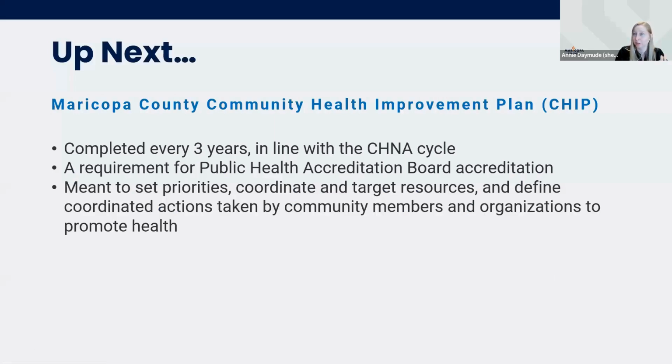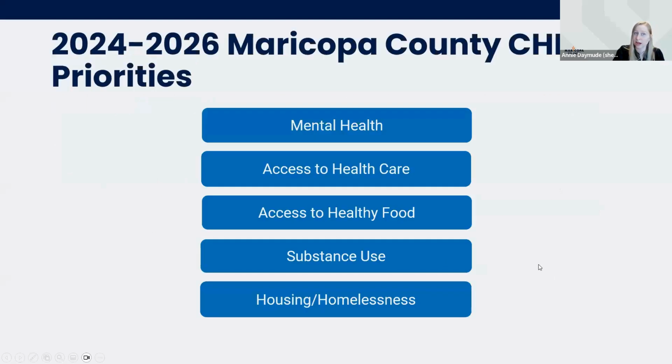So every 3 years, we do a CHIP, or Community Health Improvement Plan. It's a requirement from our Public Health Accreditation Board, and the purpose is to set priorities and target resources to really do actions based on what we found as top issues in the community. So we did a many-month-long process of assessing community data, population data, and getting input from various community-led committees, and came out with these 5 priorities: mental health, access to healthcare, access to healthy food, substance use, and housing and homelessness as the issues that we really want to address in the upcoming improvement plan.